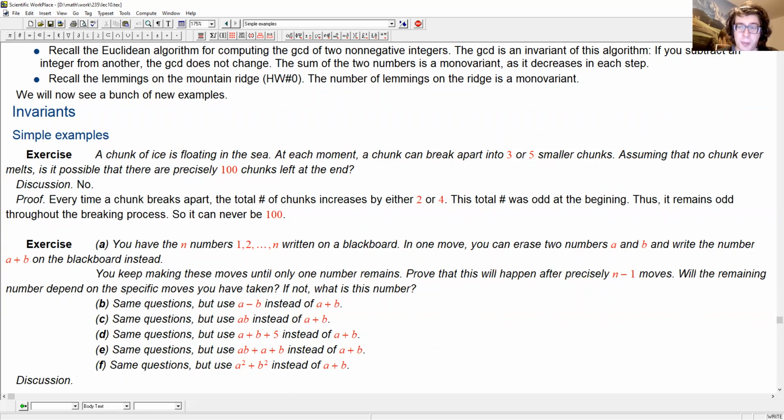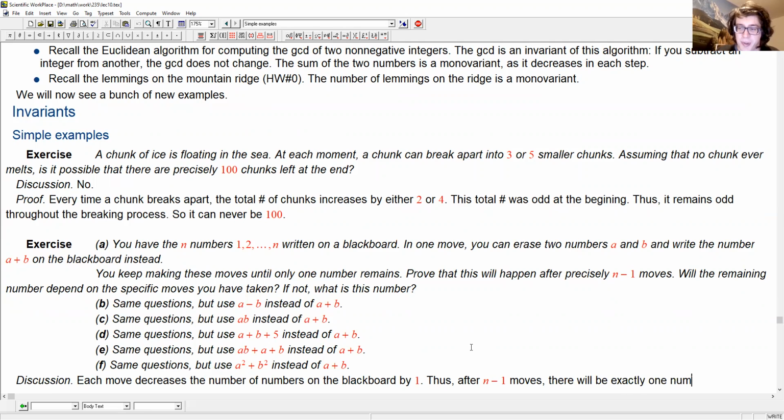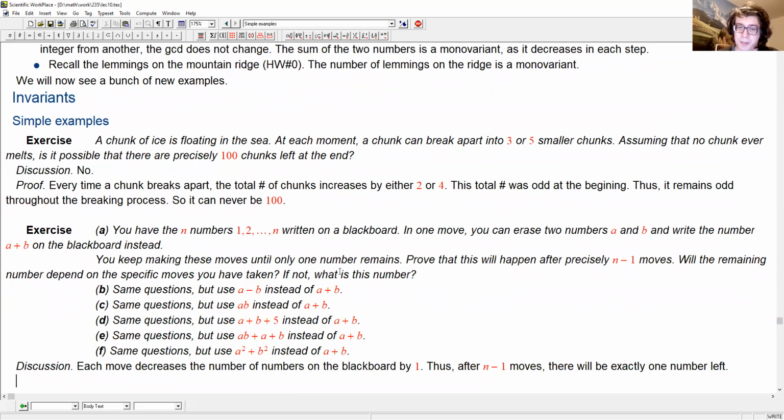Okay, so what would you do? First of all, why is it always going to be n-1 moves until only one number remains? This is a question about a monovariant, but it's so easy that I will solve it here. Each move decreases the number of numbers on the blackboard by precisely 1. Thus, after n-1 moves, there will be exactly one number left.